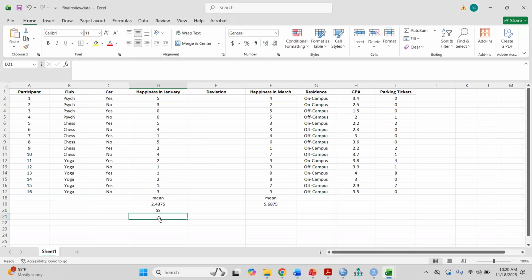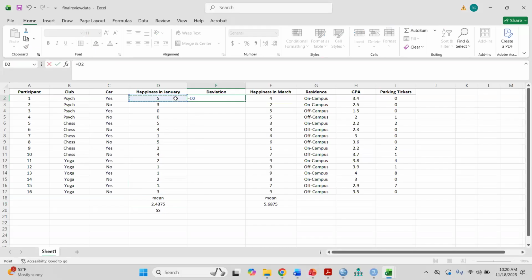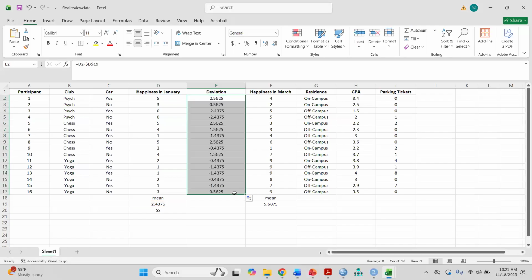Now I can find the sums of squares if I have the deviations from the mean. Okay, so what do you have to do here? Equals the first score minus the mean. You've got to put in these dollar signs around that so that Excel doesn't get confused. And if you drag that down, boom, you get all the deviation scores. So this is the deviation for each person from the mean, and let's see if that makes sense. 5 minus 2.5-ish should give us around 2.5, so that seems to make sense. 3 minus about 2.5 should give us around 0.5, so that makes some sense.